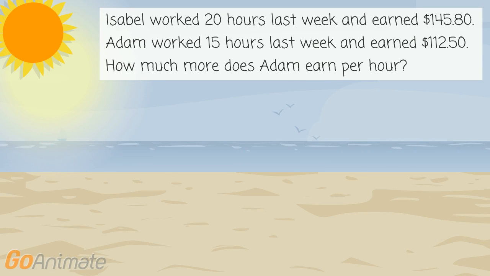Isabel worked 20 hours last week and earned $145.80. Adam worked 15 hours last week and earned $112.50. How much more does Adam earn per hour?